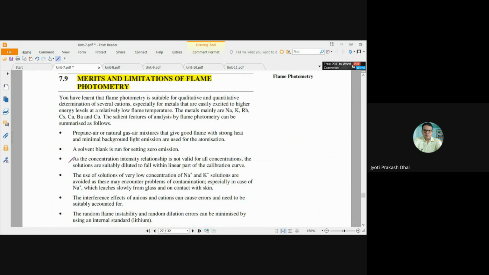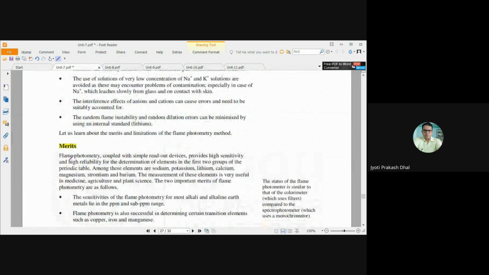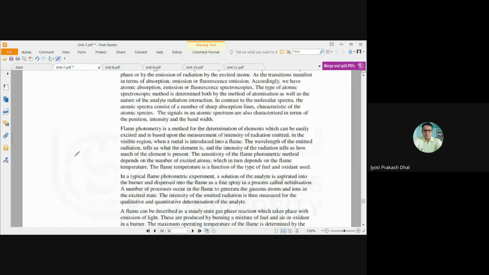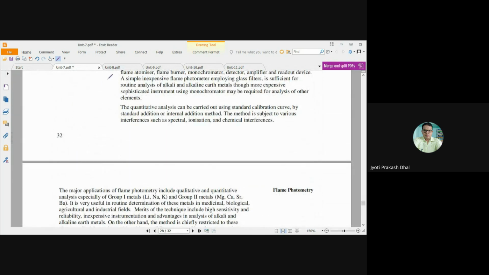Now the merits and limitations of flame photometry. So these are the advantages. So these are the merits and the limitations. And after that, we will discuss the next technique, that is atomic fluorescence spectroscopy.